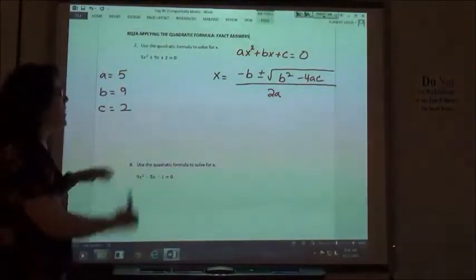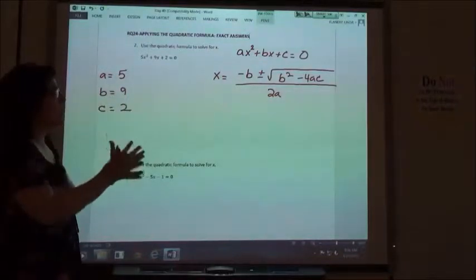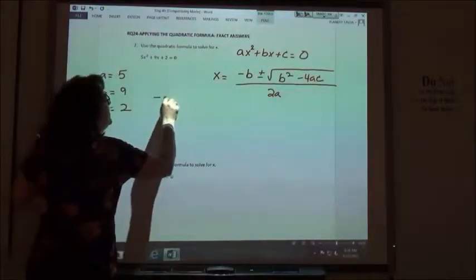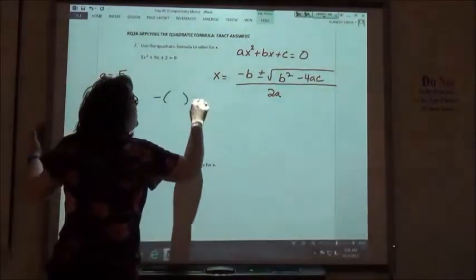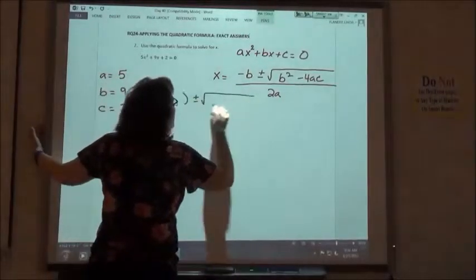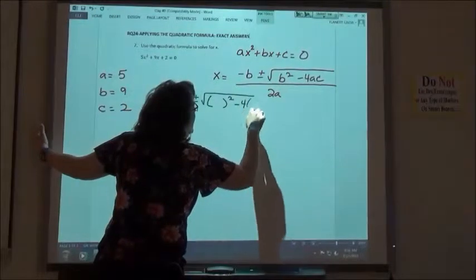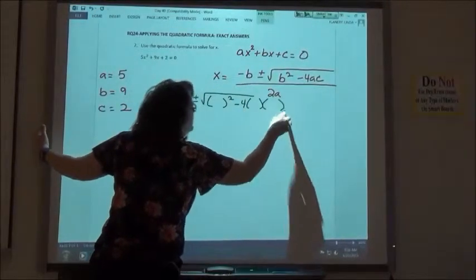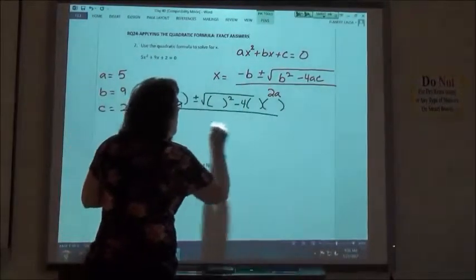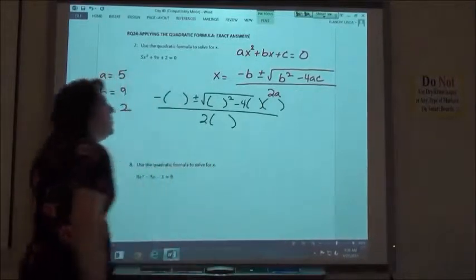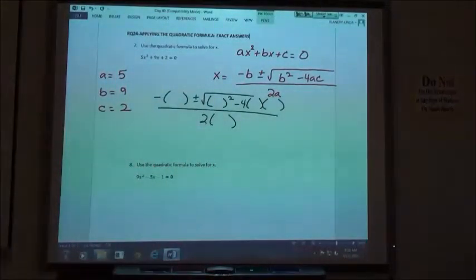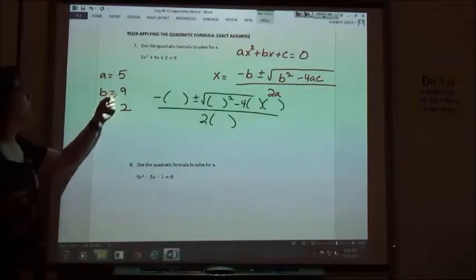So I'm thinking about when I plug in for a value, I put it in parentheses. Minus the b value plus or minus the square root of the b value squared minus 4 times the a value times the c value over 2 times the a value. Notice I didn't put my numbers in there yet because I want to point out anywhere I have a variable I'm going to plug in and I'm going to put it in parentheses. So minus the b value.